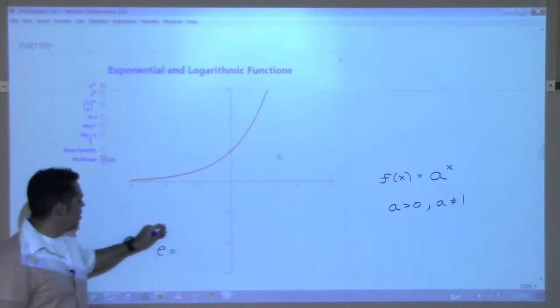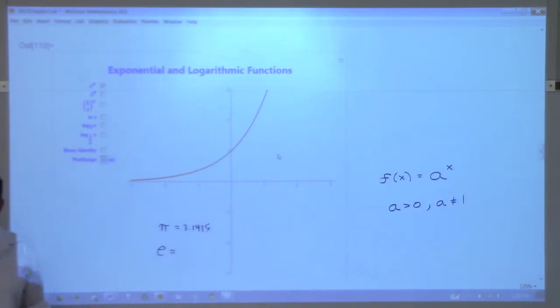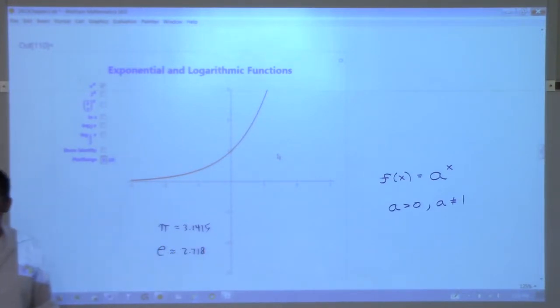We're all familiar with the idea that pi is approximately 3.1415, right? But what's e? It's about 2.718-ish. That's what e is. So e is a number, right? It's positive, and it's bigger than 1.